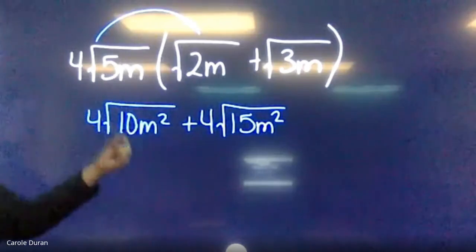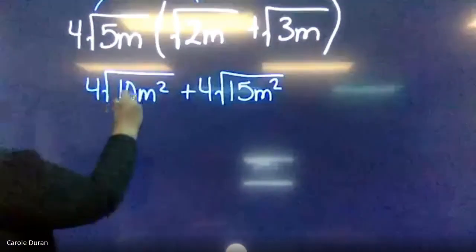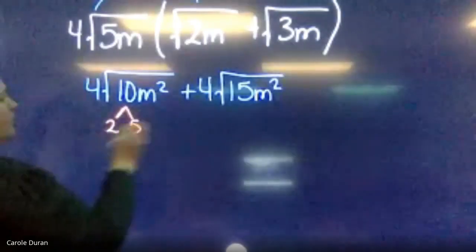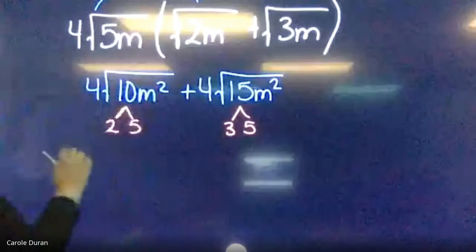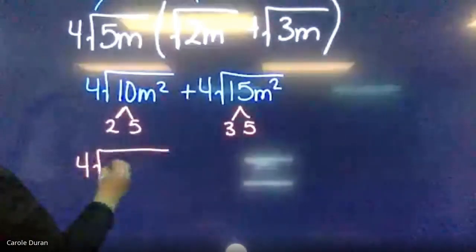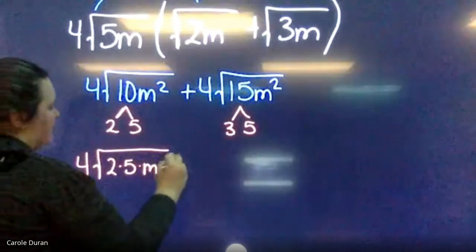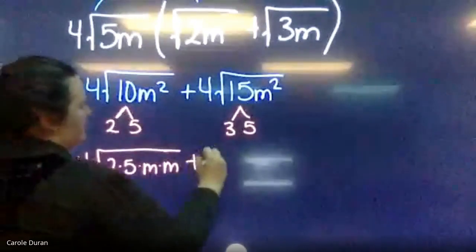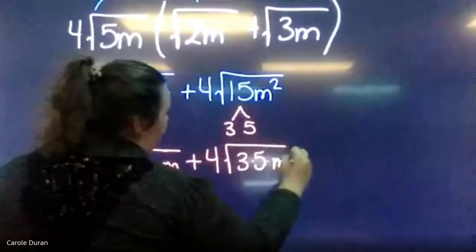Fantastic. So now what I want to do is reduce the values that are under the radical as well as the variables to see if I can pull out any identical pairs. So the only thing that multiplies together to get 10 is 2 and 5. And then 15 would be 3 and 5. The m squared is going to break up into m times m. So this becomes 4 times the square root of 2 times 5 times m times m plus 4 times the square root of 3 times 5 times m times m.